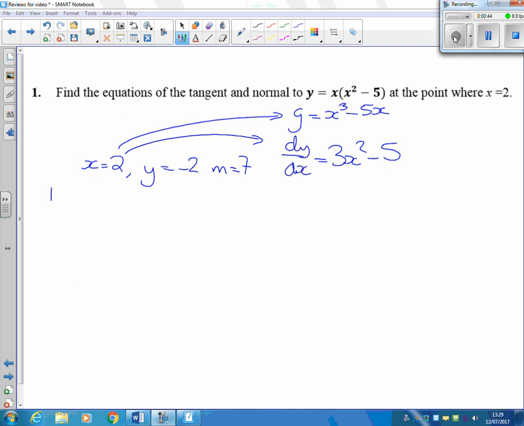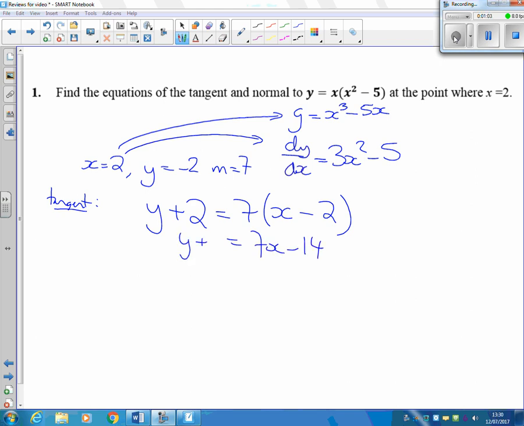And to find our tangent then, our tangent is just y take away the y number equals gradient times x take away the x number. And we could tidy that up if we wanted to. Should we tidy up that one? That's 7x take away 14. Take off the 2. So I've got 7x take away 16.